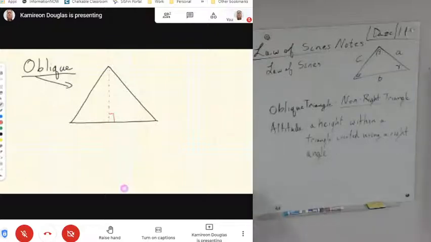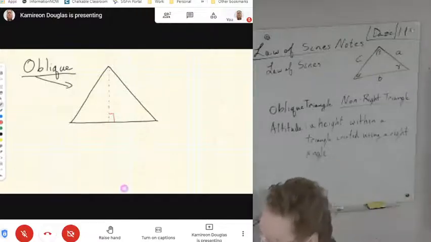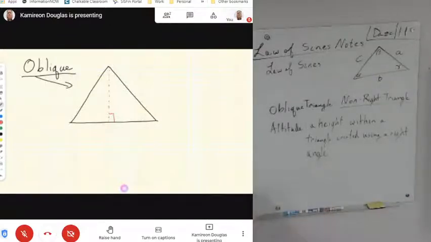But what I can't do is talk about sine of the big triangle because it's not right. I can't talk about cosine of the big triangle because it is not right. I cannot talk about tangent of the big triangle because it is not right. What I can talk about are two laws.